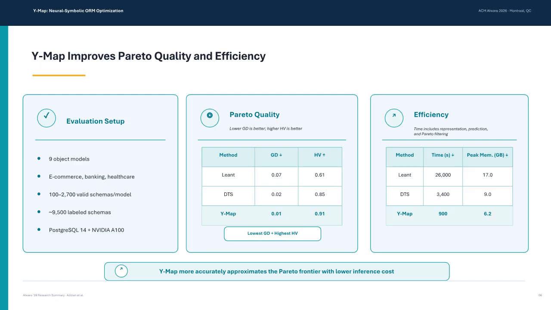and DTS. For efficiency, YMAP reduced inference time and memory usage. It required 900 seconds and 6.2 gigabytes of peak memory, compared with 26,000 seconds for Lent and 3,400 seconds for DTS. The takeaway is that YMAP more accurately approximates the Pareto frontier while lowering inference cost.